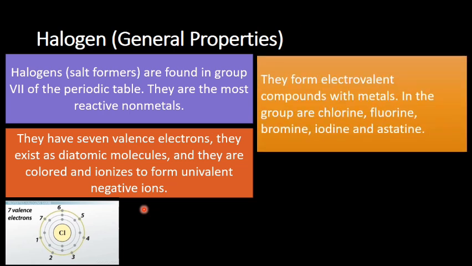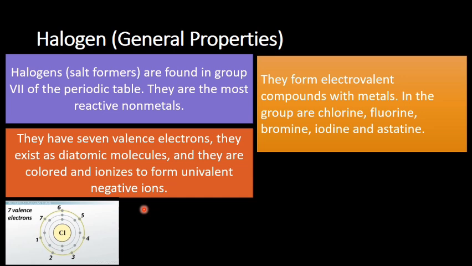So they also form electrovalent compounds with metals. Electrovalent compounds are formed by transfer of electrons between a metal and a non-metal. So basically when bonds are formed between metals and non-metals, they are usually electrovalent bonds, or what we also call ionic bonds. So we are saying that halogens, being non-metals, can form electrovalent bonds with metals.